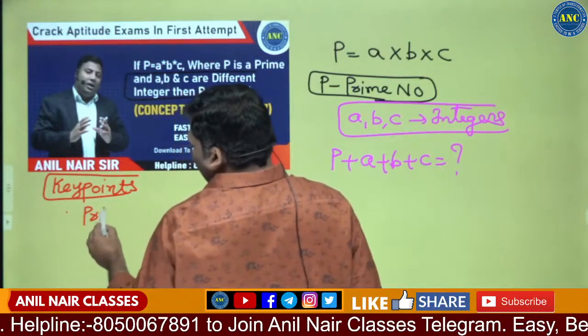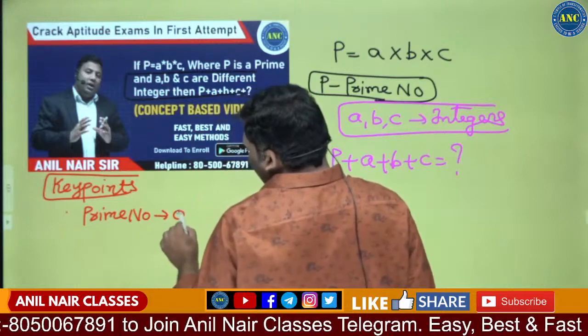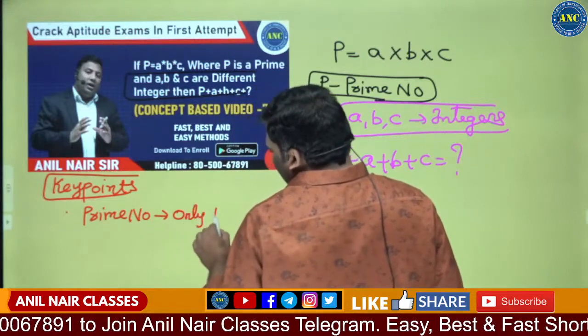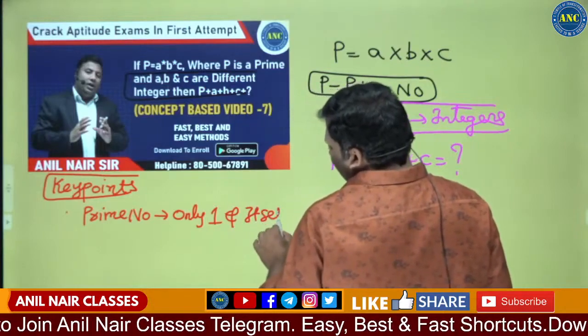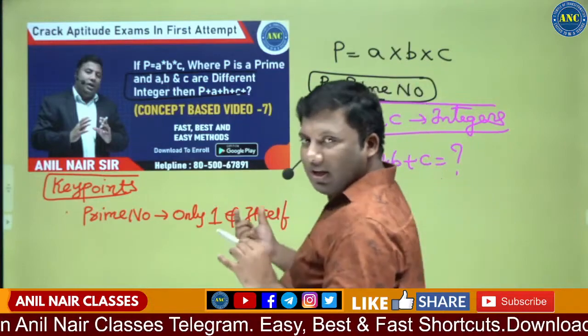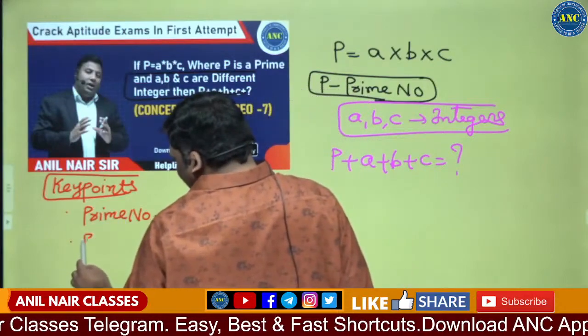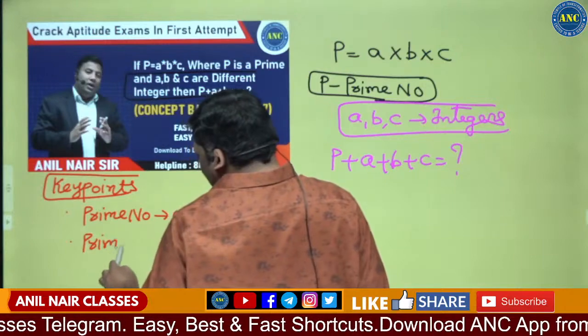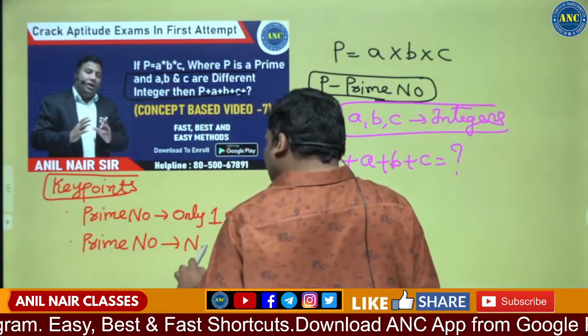A prime number will have factors only 1 and itself. This is the first key point which we should know. And the next key point is that a prime number is a natural number.